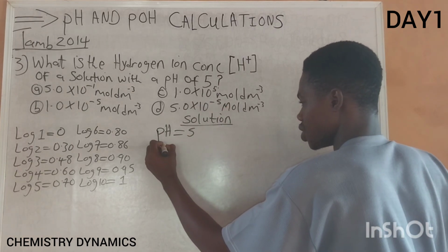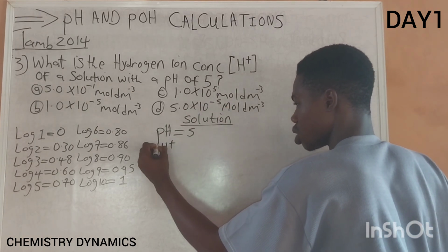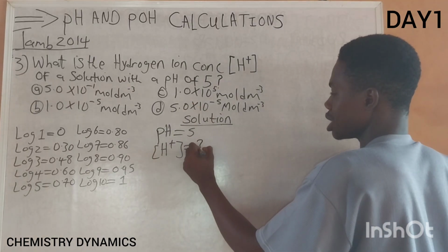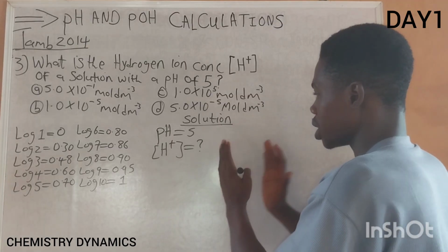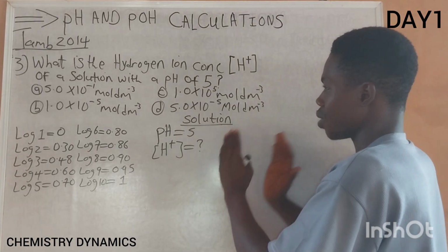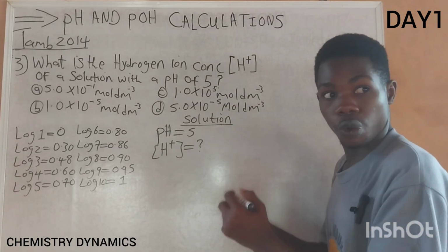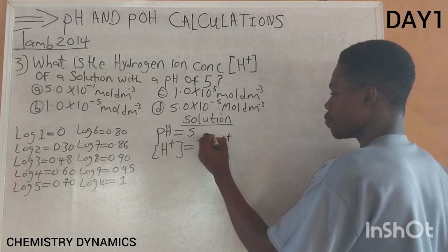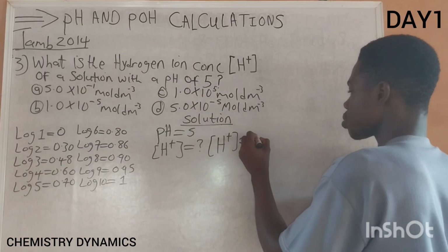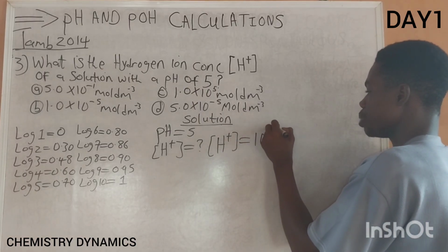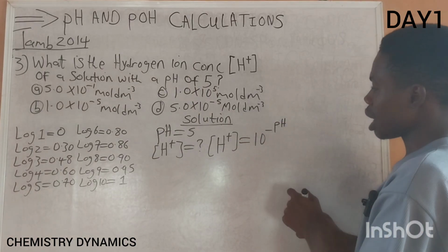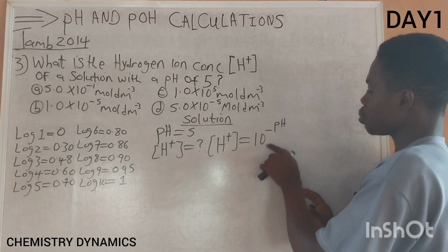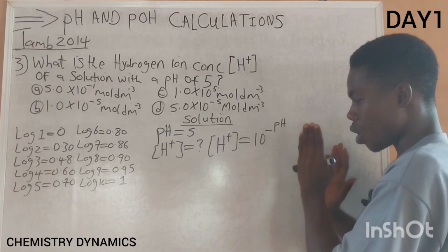Then the question says, what is the hydrogen ion concentration? So we're looking for the hydrogen ion concentration. So hydrogen ion concentration equals, we don't know. That's what we're looking for in this particular question. So the formula that will be used in calculating this particular question, please take note of this formula. Hydrogen ion, which is what we're looking for, equals 10 raised to power minus pH. Are you seeing it now? So this happens to be the formula that we will be using for this particular question. Take note of this formula.